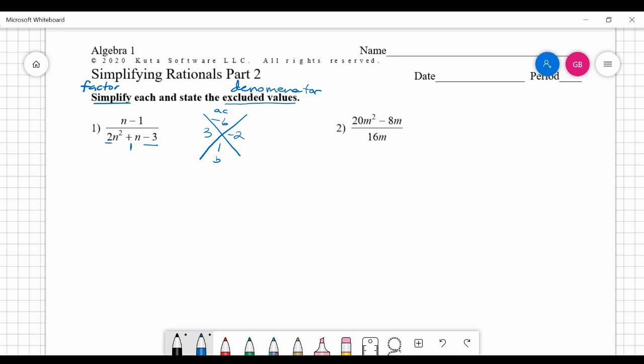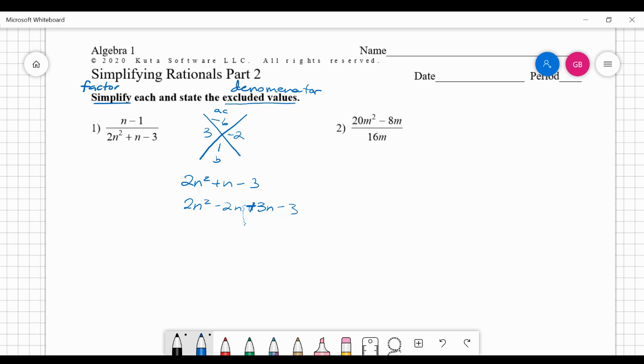Okay, so for this one, remember we have to split the middle term. So 2n squared plus n minus 3 turns into 2n squared minus 2n plus 3n minus 3. Okay, so now we're going to factor by grouping.